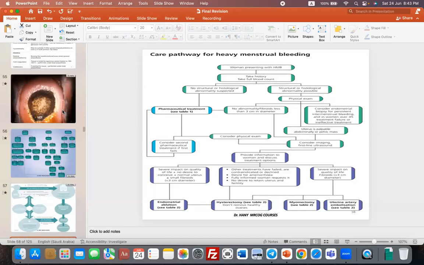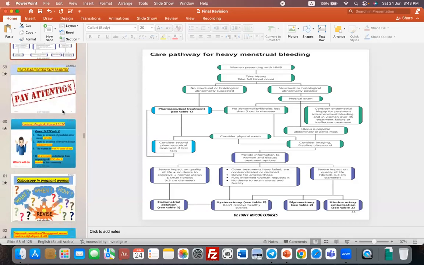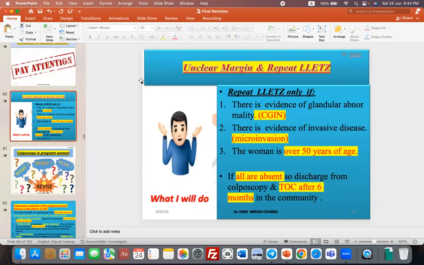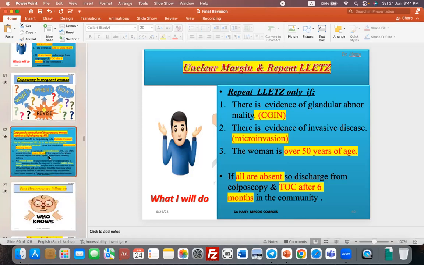So now we have finished up to the bleeding. What is this? The LEEP. They loved this slide. A patient has a LEEP, and on the margin there is CGIN: repeat LEEP. On the margin there is microinvasion: repeat LEEP. Age more than 50 with unclear margin, or CIN3 in the margin but the patient is more than 50: repeat LEEP. Otherwise, human papilloma virus test in the community after 6 weeks. Okay.